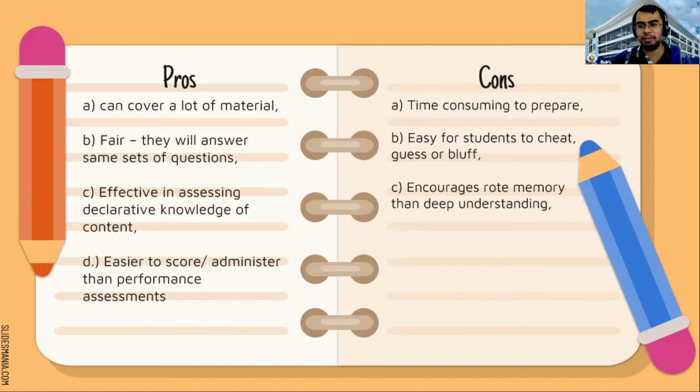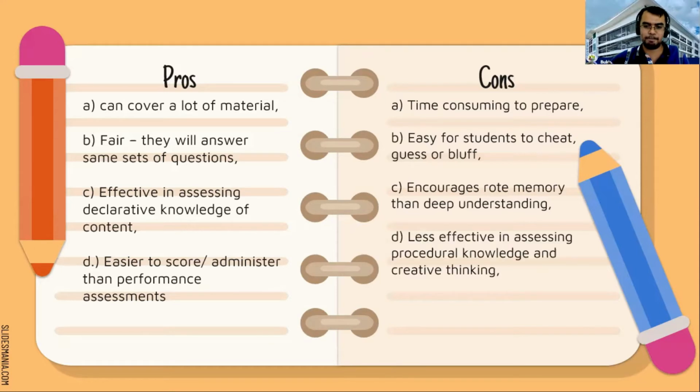And sometimes this will encourage rote memory rather than deep understanding. And this is less effective in assessing procedural knowledge and creative thinking. Well, you can still ask procedural knowledge. For example, in multiple choice, you would ask, what is the second step? What is the third step?